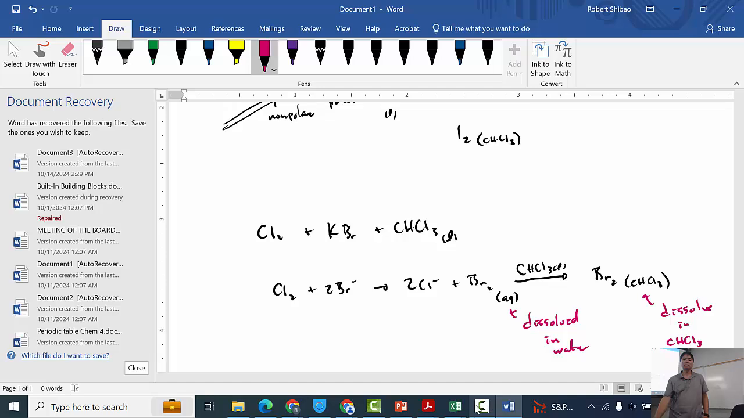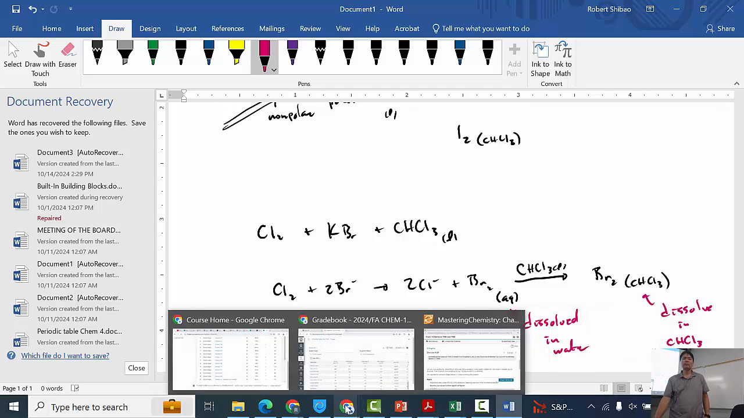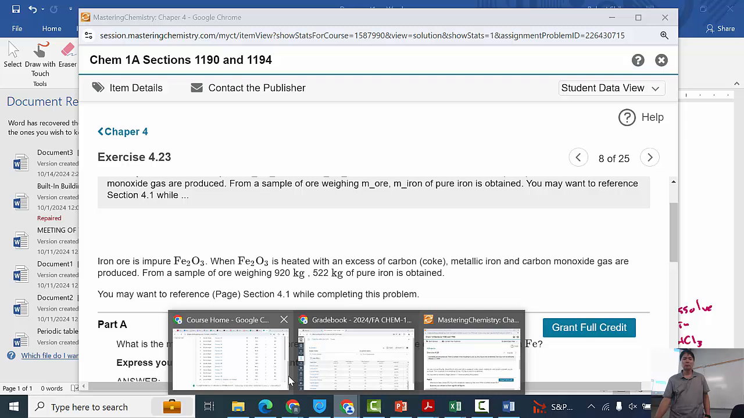With the separatory funnel, you have that chloroform layer stuck at the bottom, but sometimes in organic lab, what we want is, we don't want it stuck at the bottom. We want to extract it.